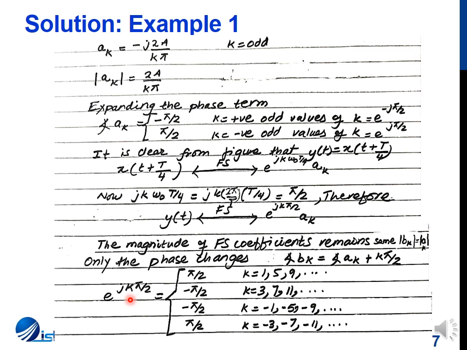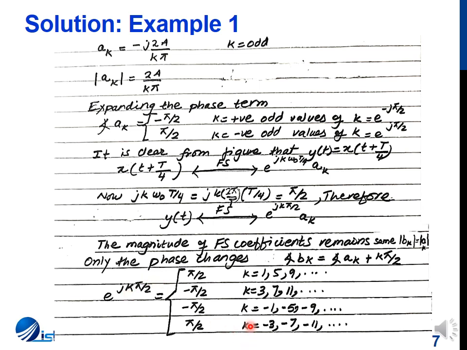for k equal to 3, 7, 11 and so forth, the phase will be minus π/2. Why? Because we remember if we open e^(j3π/2), we have cos of 3π/2 plus j sine 3π/2, and cos of 3π/2 is equal to 0 and sine of 3π/2 is equal to minus 1. So we get minus j, which is a phase shift of minus π/2.